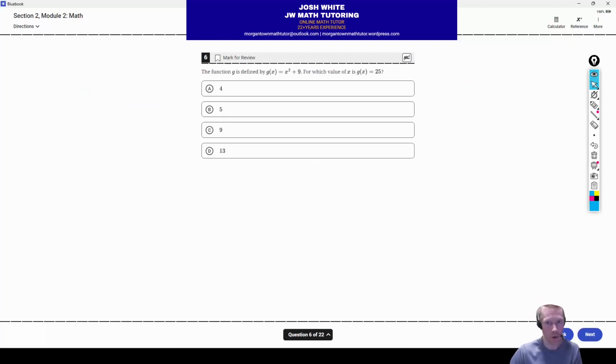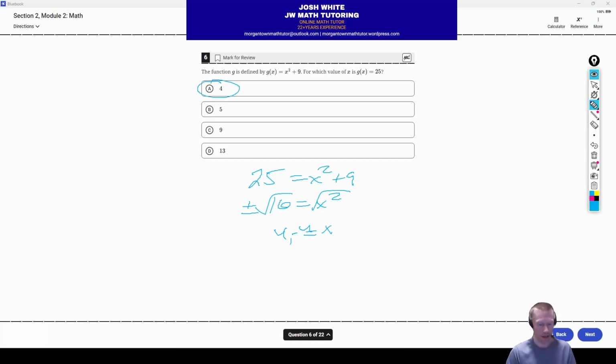Next up, we have a quadratic function, but this is the same exact type of problem where they basically want to know what is the x value that corresponds to this y value of 25. So you could just do 25 equals x squared plus 9. And then if you solve this, x squared equals 16. x is going to equal, because we're going to square root both sides, plus or minus, positive 4 or negative 4. So only positive 4 is there, so letter A is going to be our correct answer.